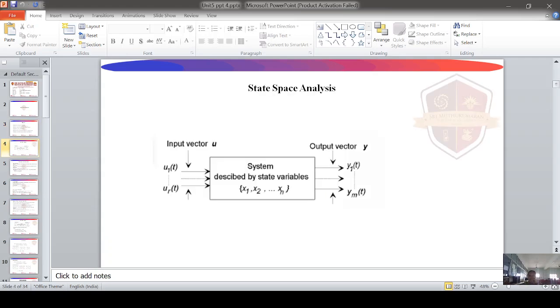This is the state space analysis of a system. The system is described by state variables x1, x2, to xn. The input vector is u1(t) to ur(t). The output is denoted as y, the output vector y1(t) to ym(t).